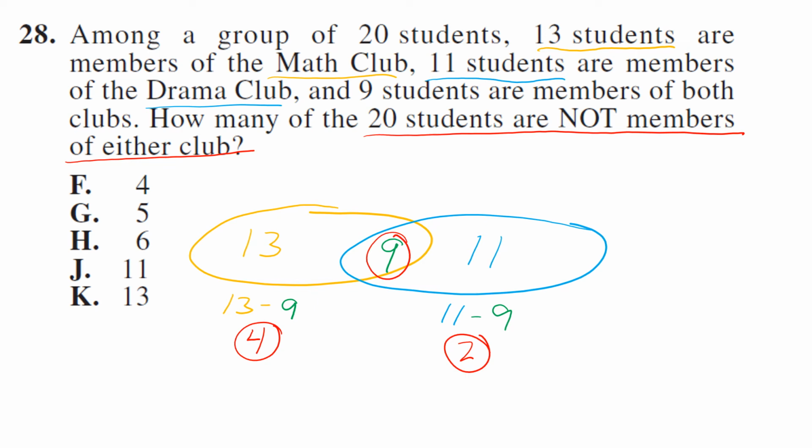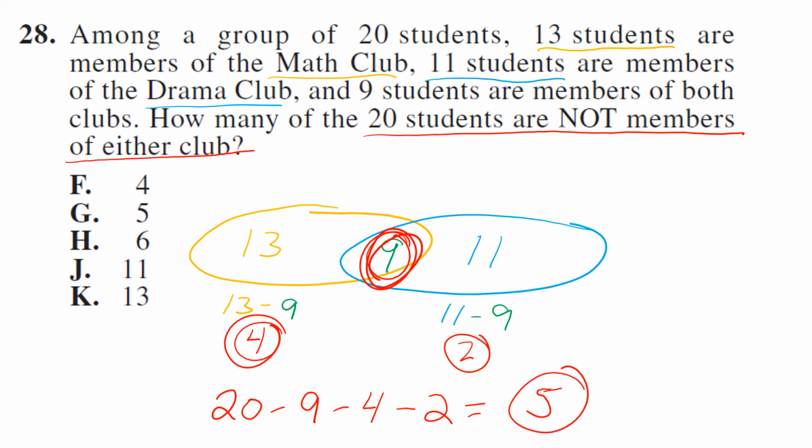So how many are not members of either? We have 20 students total. So 20 students total minus 9, the number who are both, minus 4, minus 2. That leaves us with 5. 5 students are not doing math or drama; they're doing something else. So your answer is G.